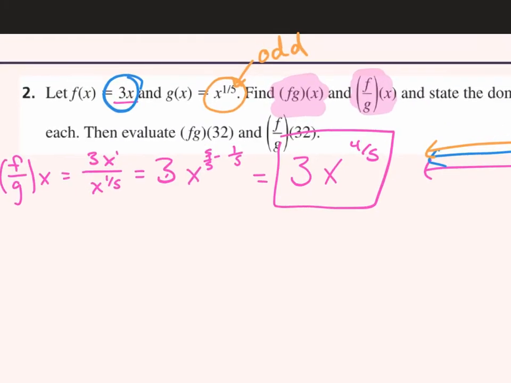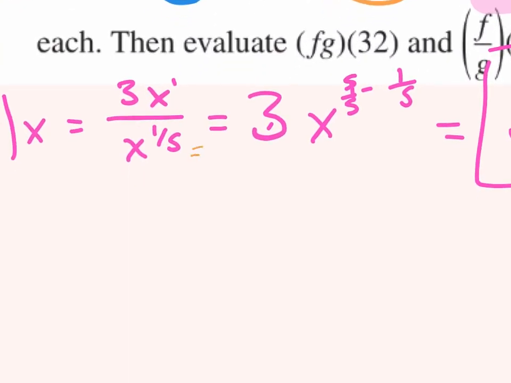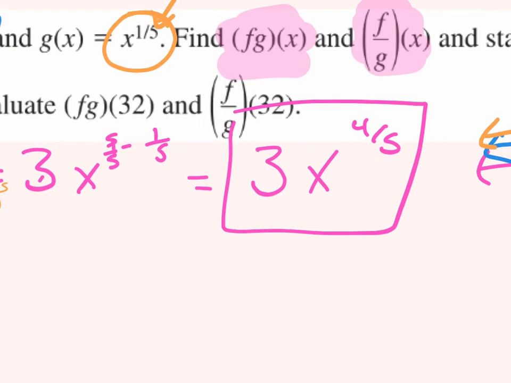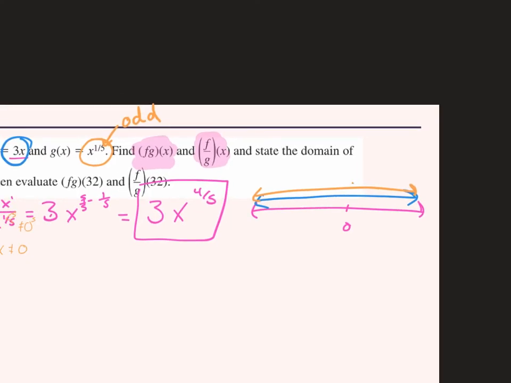And then we just have to check when our denominator is equal to 0. We cannot have 0 in our denominator. So how do we solve for x here? Raise each side to the 5th power. So this is x does not equal, what's 0 to the 5th power? 0. So x cannot equal 0. So we have a big hole here at 0.